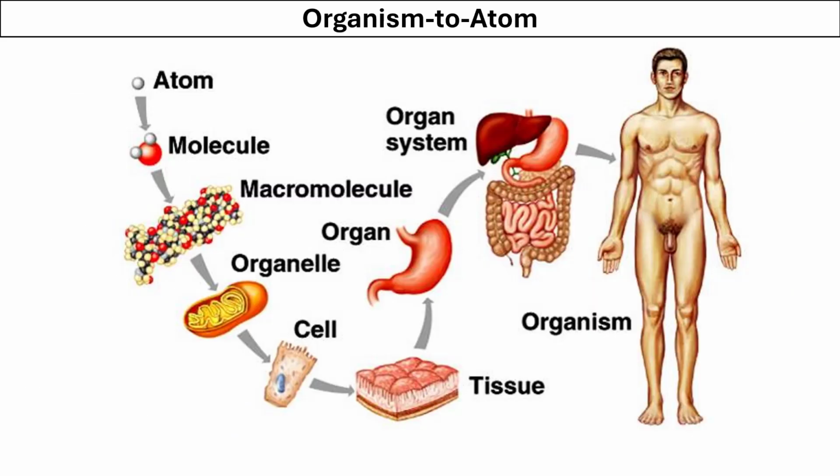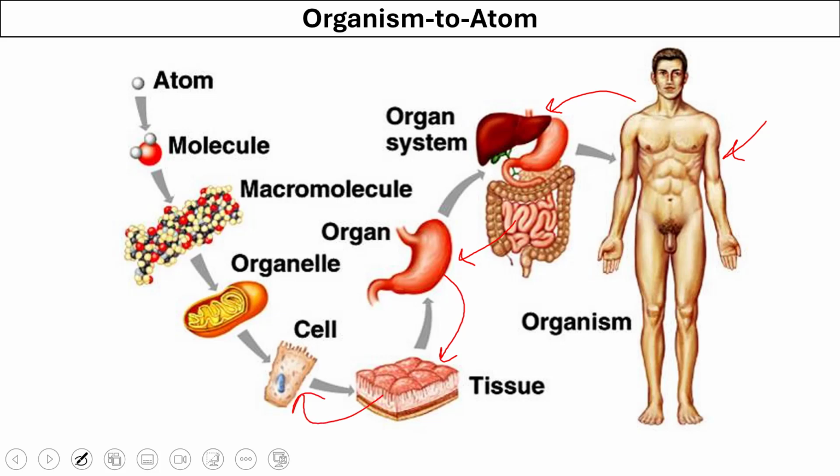So let's have an overview. Here you see an organism which is a human being. This human being is made up of different organ systems. Here you're looking at the digestive system. Digestive system has organs. Here you're looking at stomach, which is one of the most important organs of digestive system. They have tissues, for example, the epithelial lining of stomach.